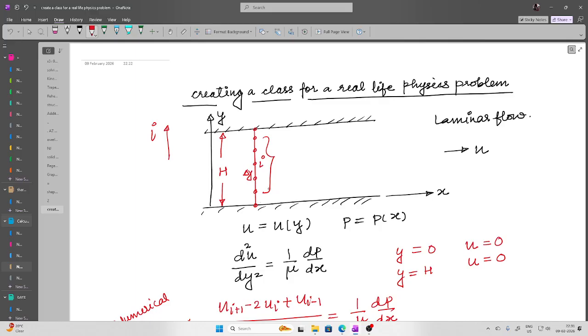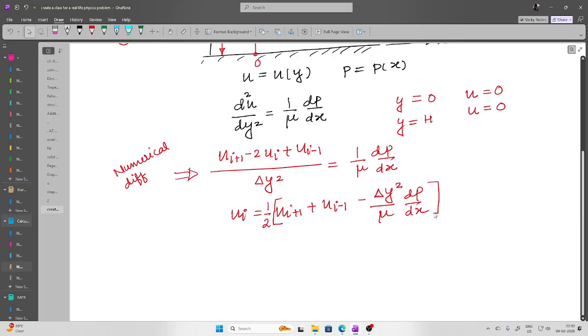So if the node numbering starts with 0, as in C where the array starts with 0, then from node number 1 we will be solving, and if the total number of nodes is n, the last one will be the n minus 1th node because it is starting from 0. So I will be solving from 1 to n minus 2, that is, till the i value is less than n minus 1. Between these, I have to solve this particular equation iteratively till the solution converges.